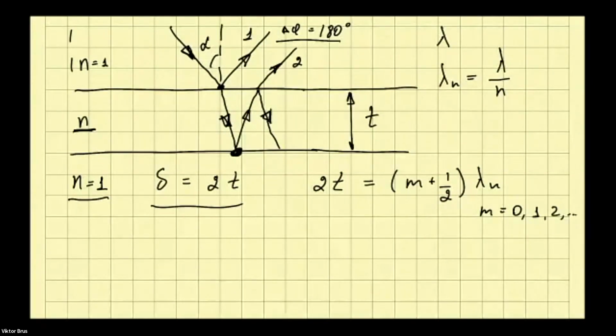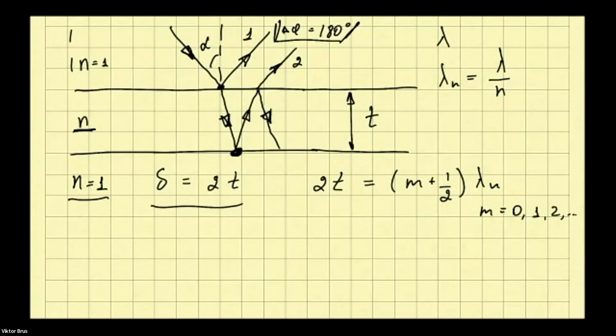That is the condition for constructive interference, for observation of a bright fringe, the interference maximum. It means that we need to have an odd number of half wavelengths in order to get the maximum of interference. The same condition was true for destructive interference in the experiment with two slits. That is because we didn't have this phase shift of 180 degrees because of reflection.